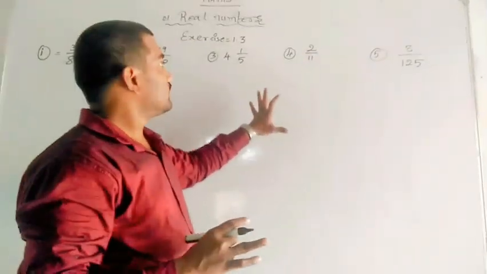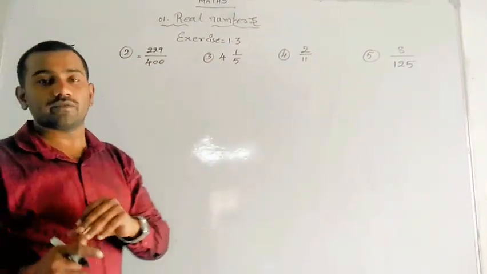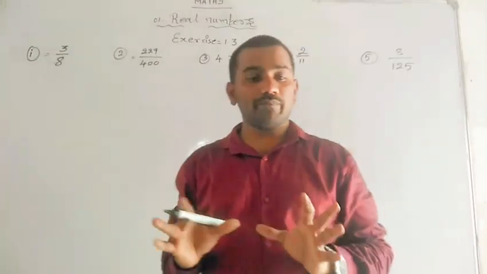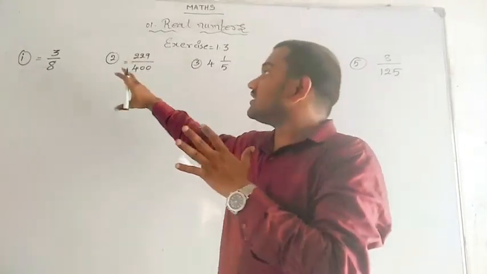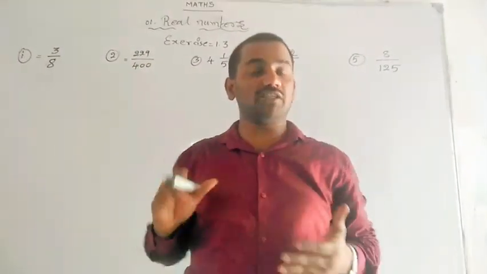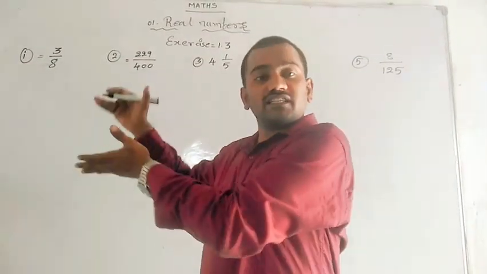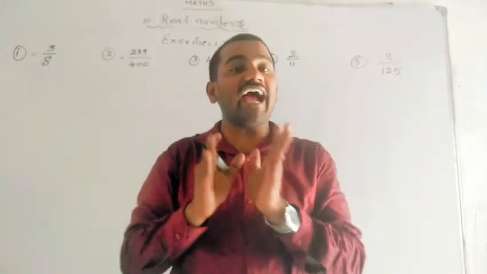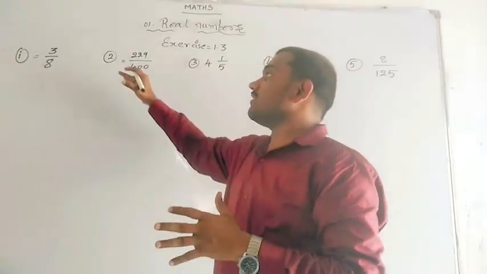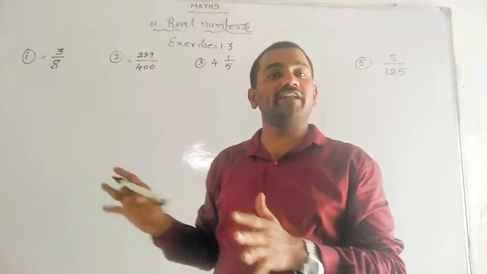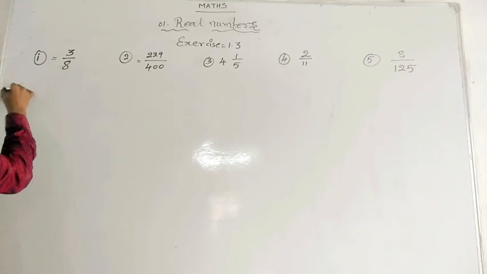Now, here I wrote exercise number 1.3, first bit. Five questions are written. We have to write the decimal expansion of these fractions, that is, the decimal form of these numbers. After writing the decimal form, we have to say whether it is a terminating or a non-terminating decimal number. So let's do the first question to understand.